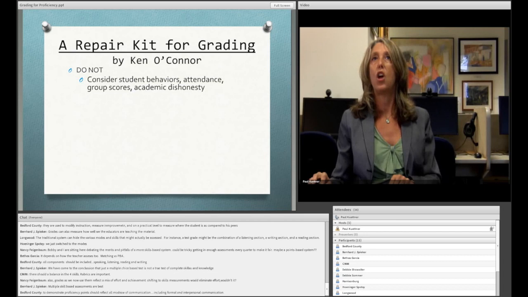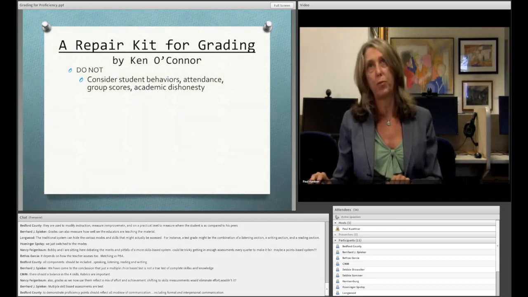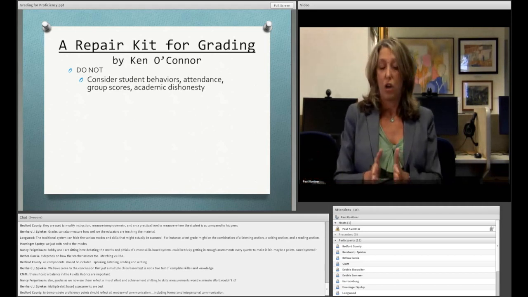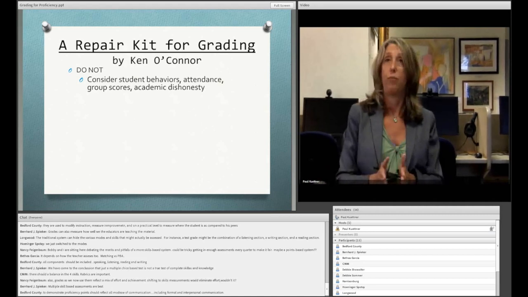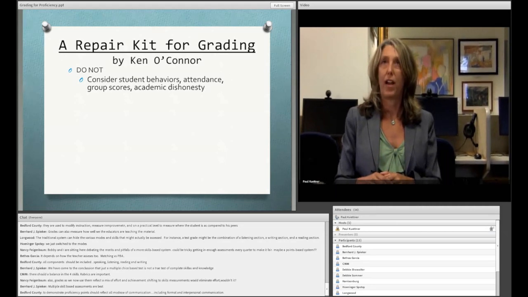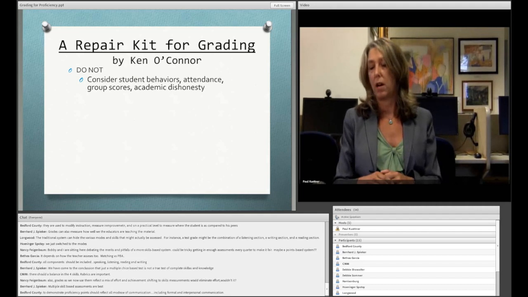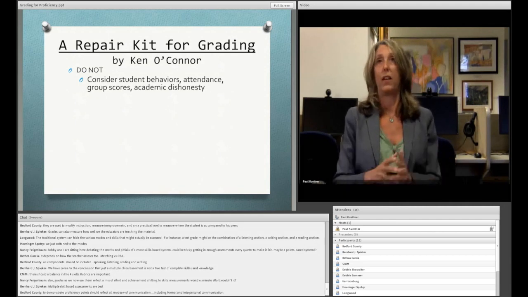So he says, do not consider student behaviors, attendance, group scores, or academic dishonesty. For example, student behavior, whether they show up late, whether they come prepared, that shouldn't be reflected in the grade book. There might be other ways that you could communicate your dissatisfaction about this particular lack of citizenship skills.